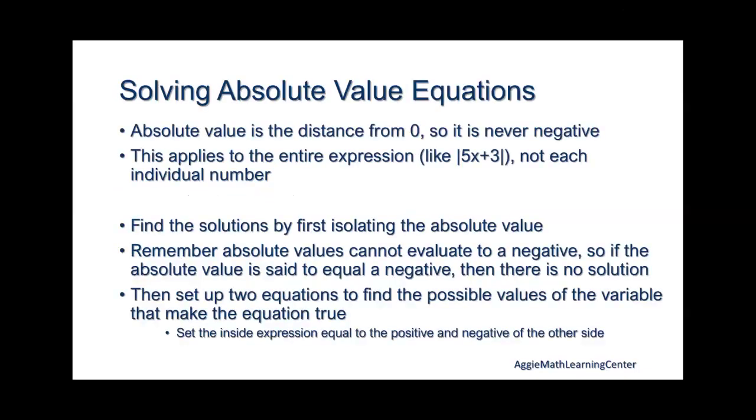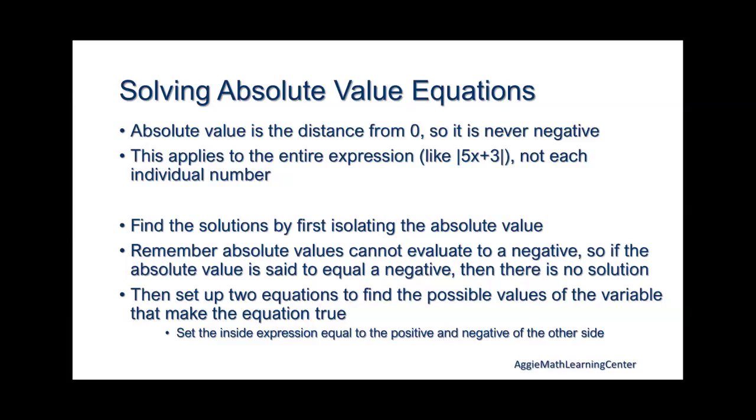Kind of first going with absolute values. Absolute value is the distance from 0, so it is never negative. Whatever is in it, it's always going to become a positive number. This applies to the entire expression. So if you have 5x plus 3 all in absolute value, that whole quantity will end up not being negative. You can still have negative numbers in it, but then they become positive. So yeah, not in each individual number.